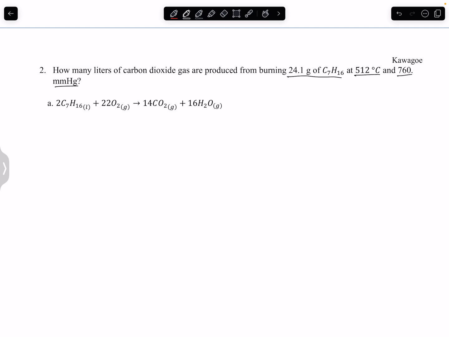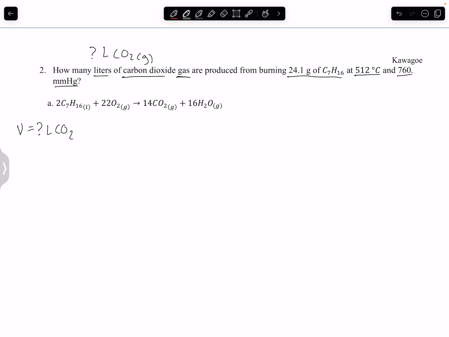So on a problem like this, I guess the other thing we should highlight is liters of carbon dioxide gas. Our first thing here is a gas. So we want liters. How many liters of CO2, carbon dioxide gas? So we're looking for that volume. Volume equals how many liters of CO2?